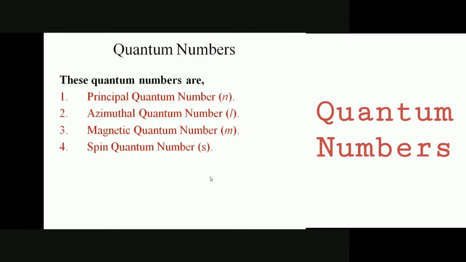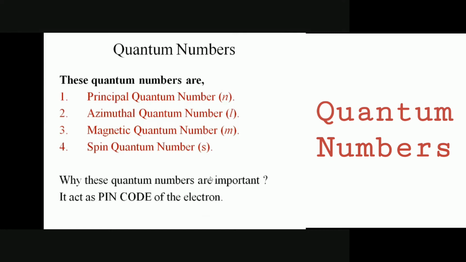Basically, quantum numbers give important information, and we can relate them to important physical or experimental properties. Rather, to make it very simple, quantum numbers are nothing but the pin code of that electron. This pin code is very important, because in space, the electron's location should be identified by some number. So basically, the pin code of the electron is nothing but the quantum numbers.